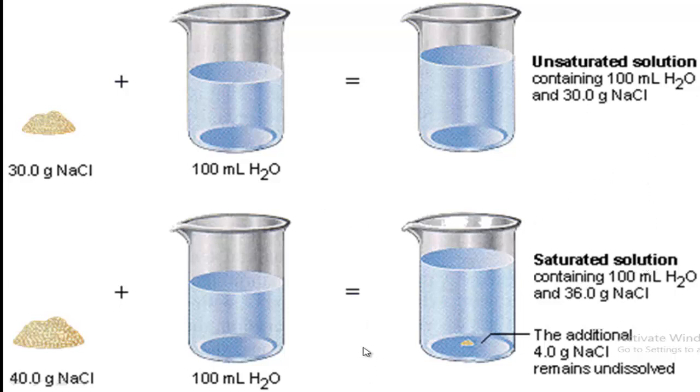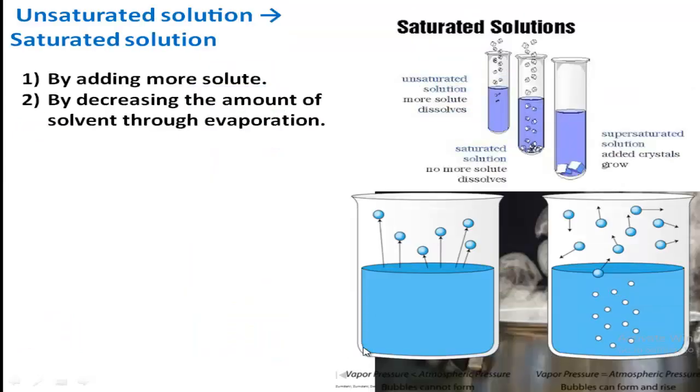Now we will see the conversion of unsaturated solution to saturated solution. That means you have an unsaturated solution. How can you make it a saturated solution? There are two ways we can make an unsaturated solution into a saturated solution. The first is by adding more solute.